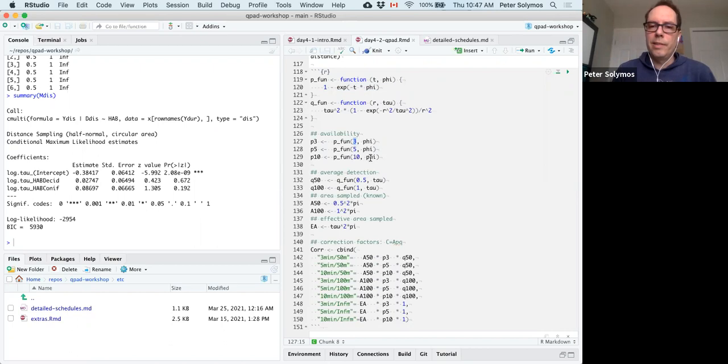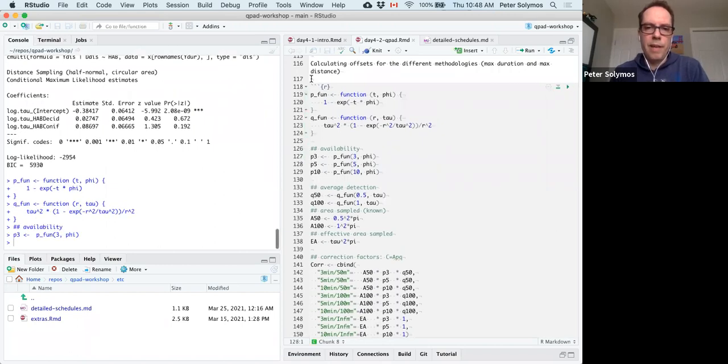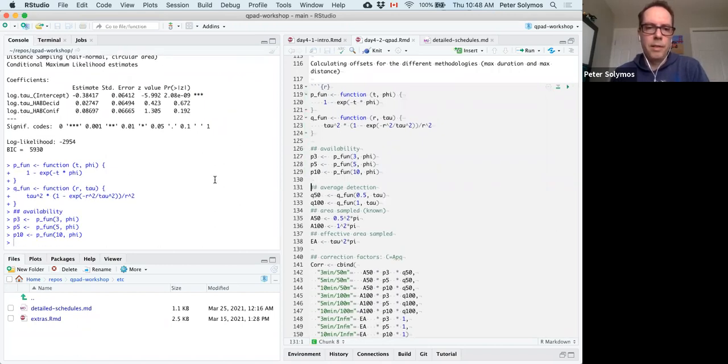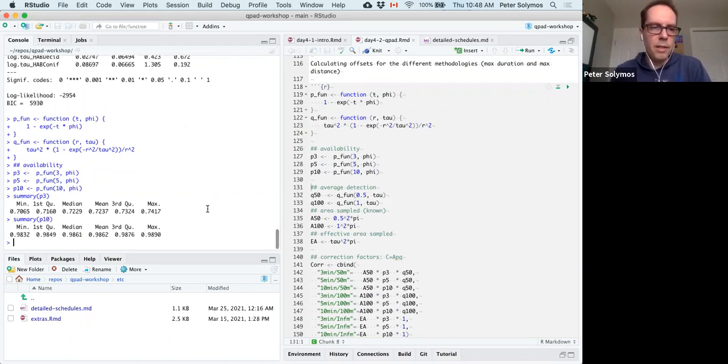So that's the only thing that's different here, and we get P3, P5, P10. The relative ordering of these is going to be the same, but the means are different. If I look at summary P3, then it's 0.7, 0.74. If I look at P10, that is very close to 1. So now we are reaching that asymptote of the cumulative density function.